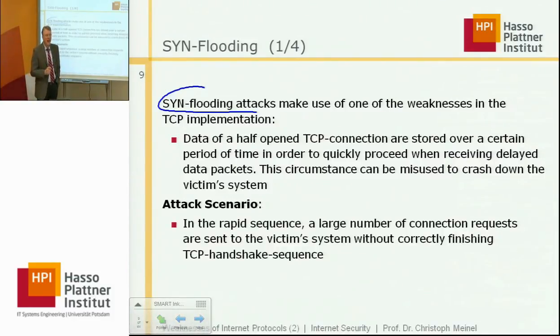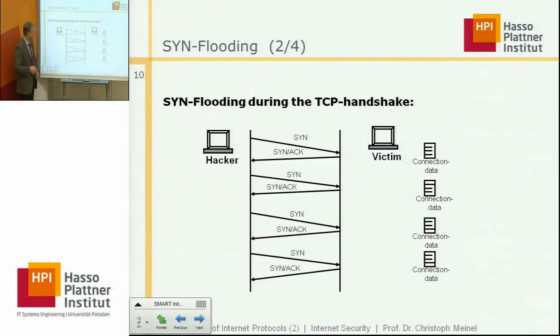Here is an attack scenario. In a very short time, in rapid sequence, a large number of connection requests are sent to the victim system without finishing the connection protocol. So only the first part of the handshake is performed, and in this way the victim system allocates resources up to a moment where no more resources are available, and then one comes into a phase of instability. Even breakdowns can be initiated in this way.